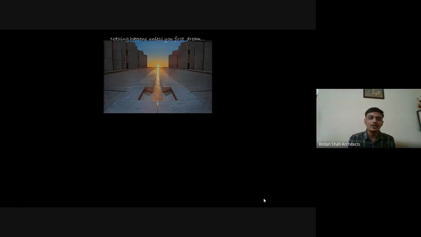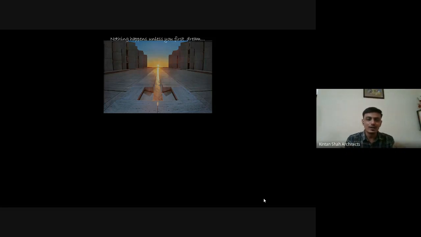This is one of the images that I love. This is Salk Institute of Louis Kahn, and this image was taken at the spring equinox, at that perfect timing when the sun was setting in, and that is when the image has been taken.